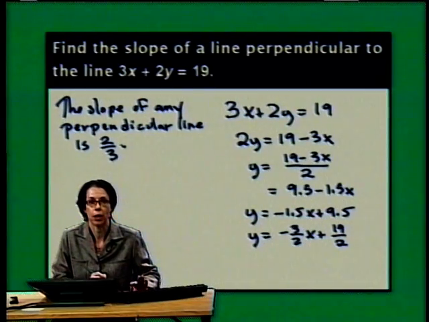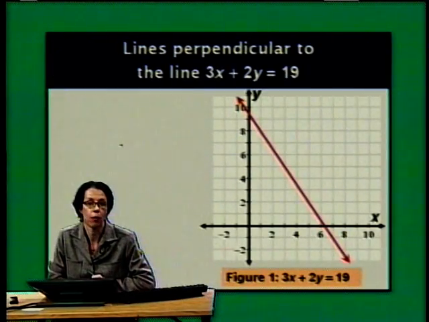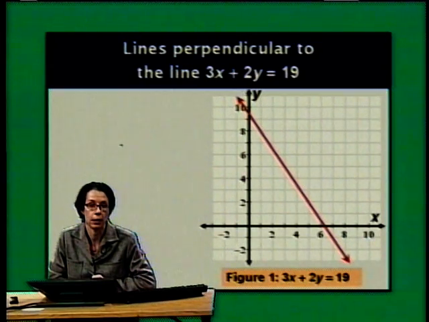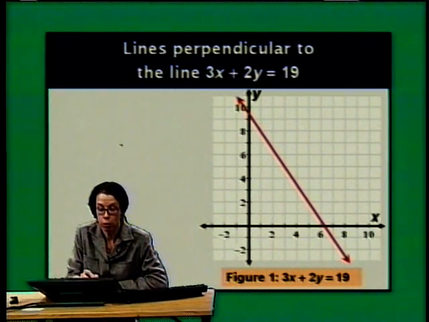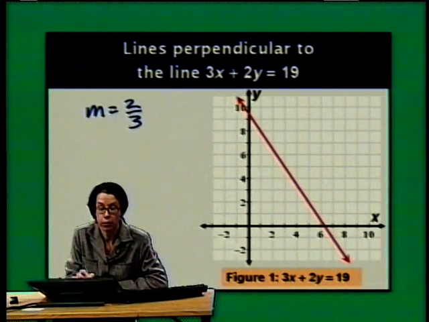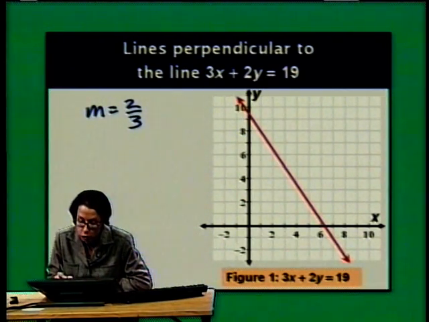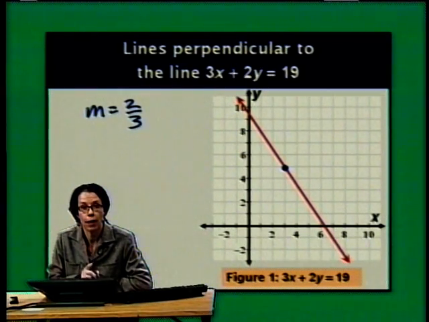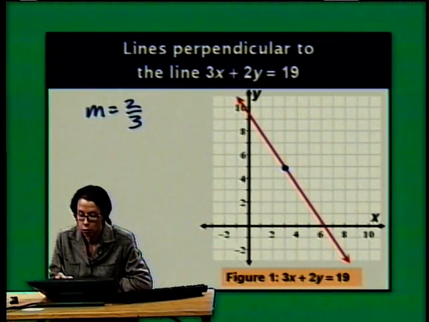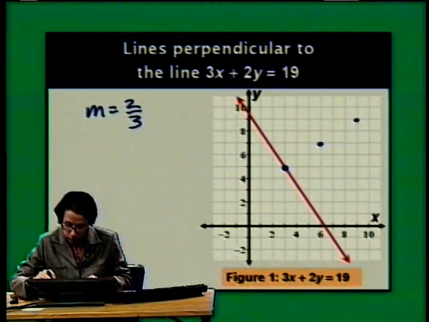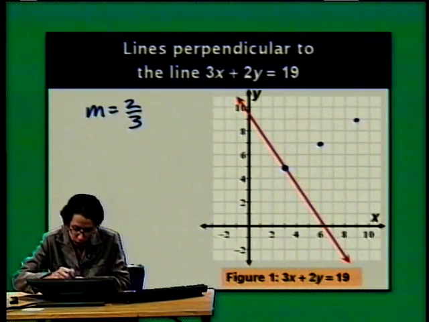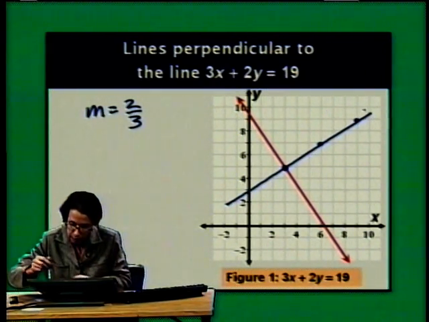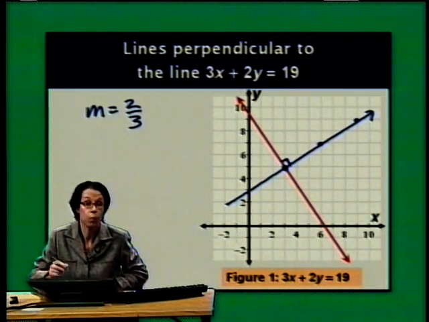Let's do a graphical check of this. So I have the graph of 3x plus 2y equals 19. Let's just see that a slope of 2/3 will give me lines that are perpendicular. So I'm just going to choose a point on the given line and graph a line with a slope of 2/3. So rise 2, run 3. The scale on each axis is 1 here. Rise 2, run 3. If I pull out my ruler and graph the line containing these 3 points, it certainly does appear to be perpendicular.